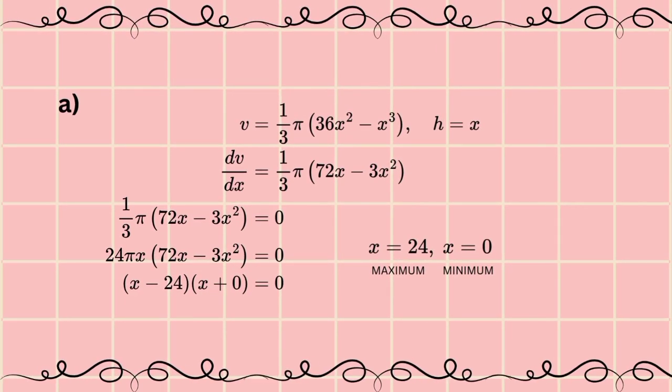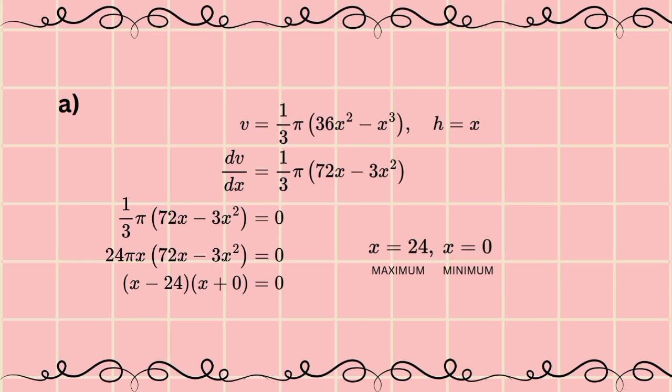The first step for question A is that we have to differentiate our V into dV per dx. We only differentiate the terms in brackets, as they have x in them. So our answer is going to be dV per dx equals 1/3 pi times (72x minus 3x squared).